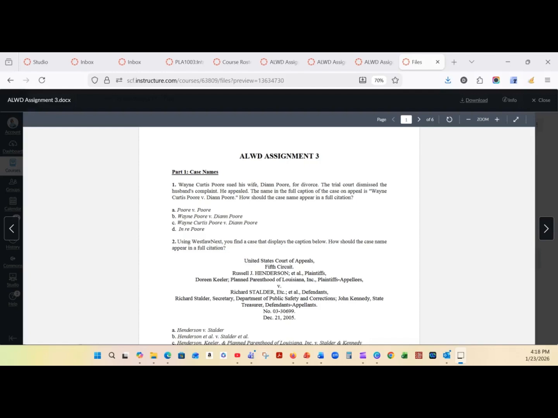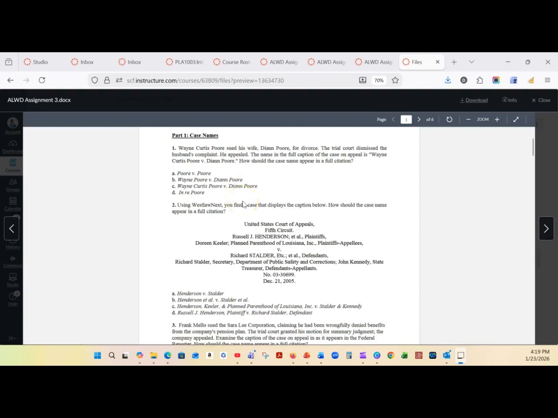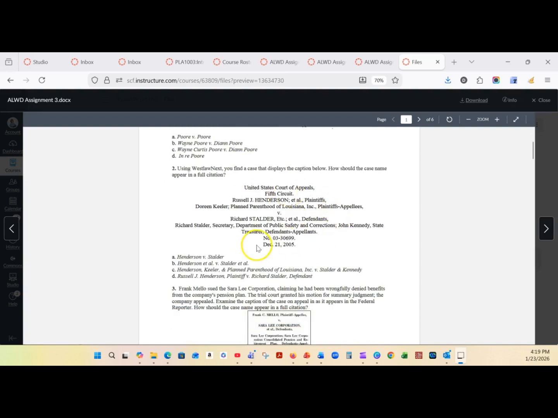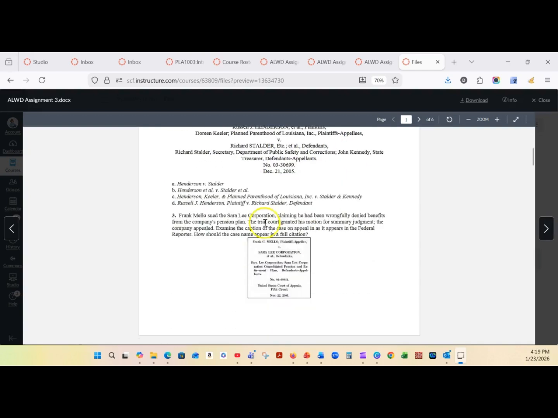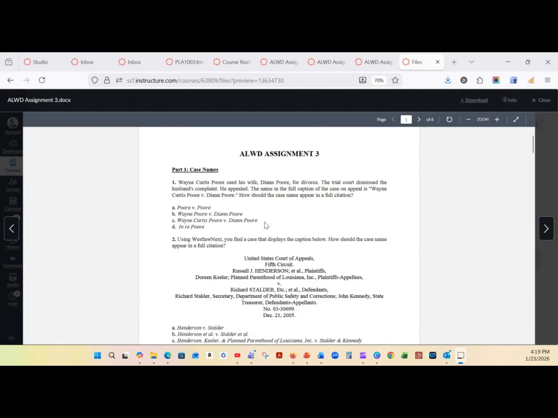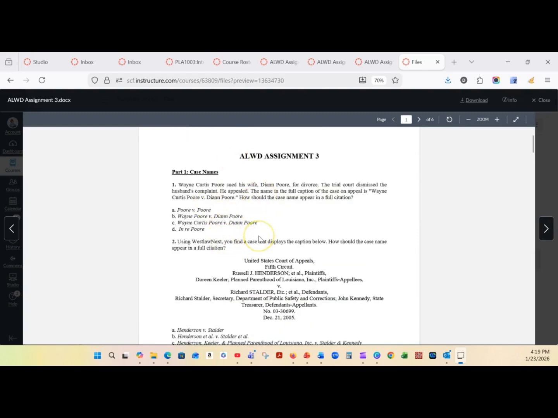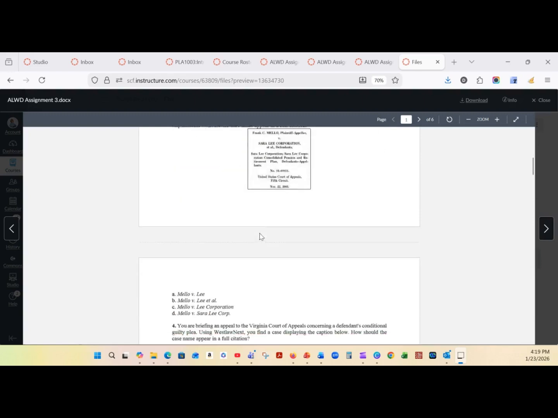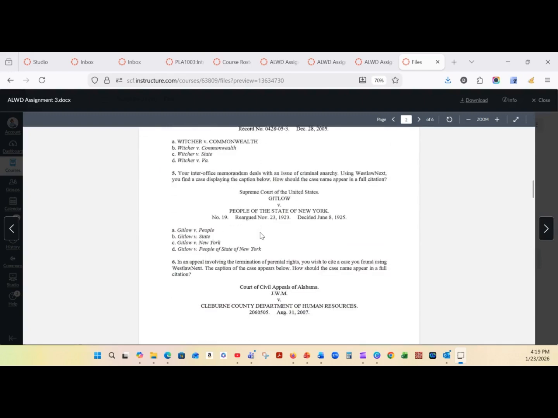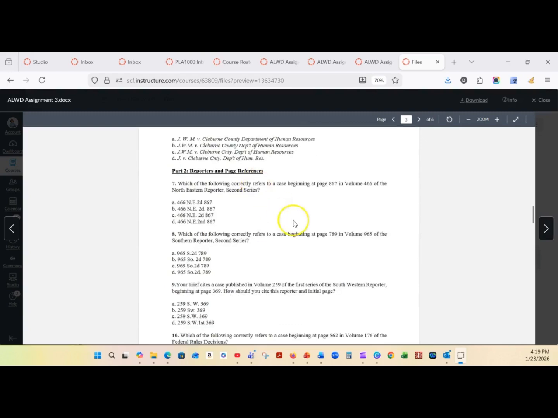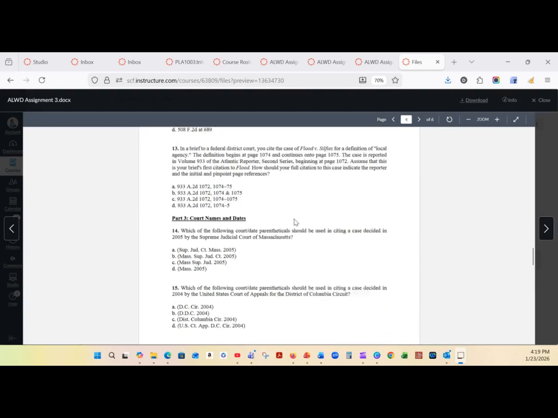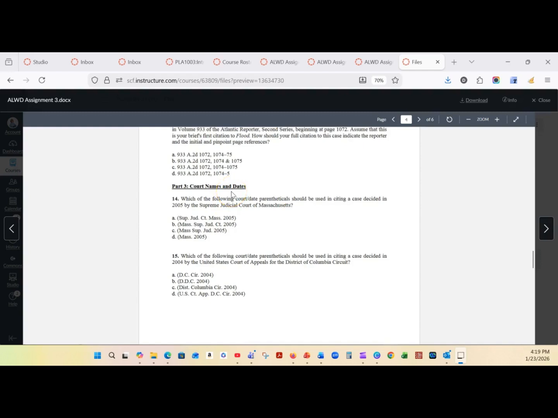In this assignment, Michelle's going to walk students through ALWD assignment number 3, and it starts with case names. She has some prompts and example exhibits. She did a really good job on this. I can get copies of that, but she goes through case names first. That's when she refers to part 1. She's referring to parts as she moves through this in her tutorial, and then reporters and page references, and then she's going to go into court names and dates.